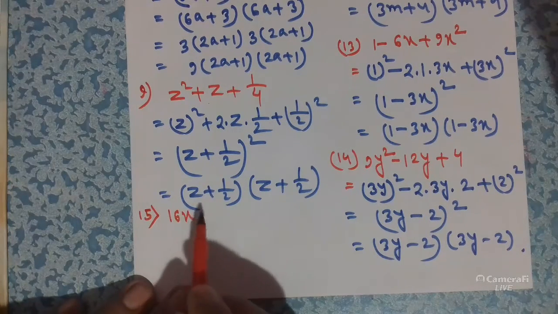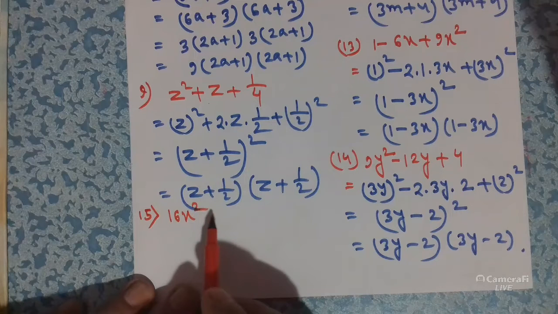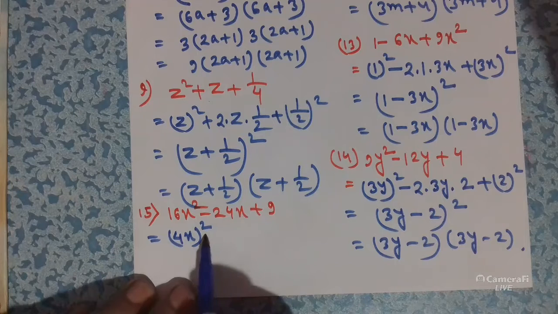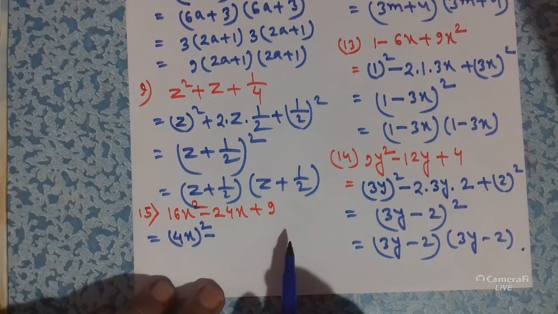16x square minus 24x plus 9. So 16x square means 4x whole square, minus, and 9 means 3 square, and in the middle 2ab will be there. So a means 4x and b means 3.